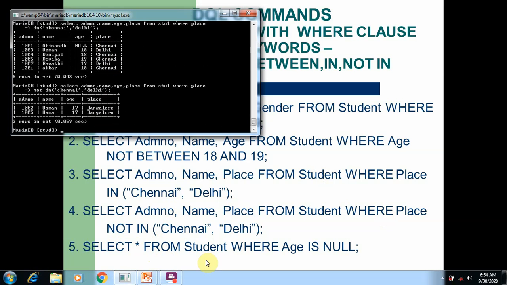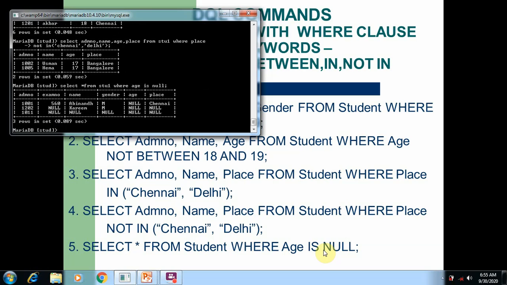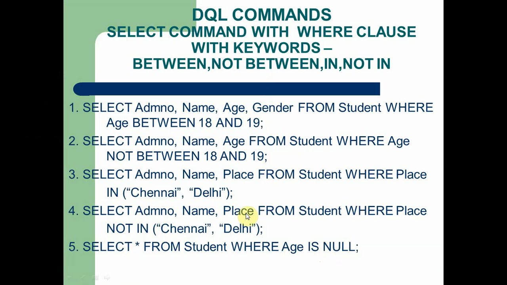Next command is select asterisk from student where age is null. So age is null is used to view only the null values from the table. So I'll select asterisk, asterisk means all the columns from the table student 1 where age is null. So here you can see all the records are displayed whose values in the age column are null. So these are the different keywords used with the SQL command.